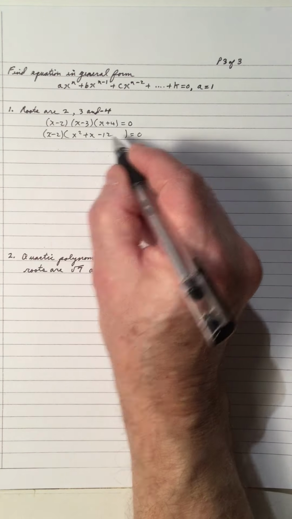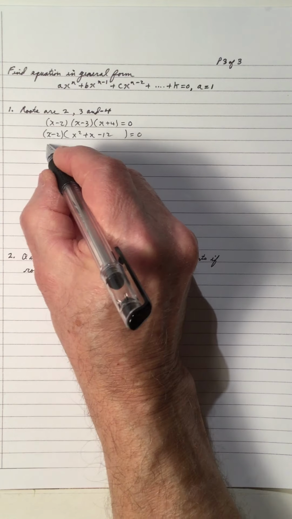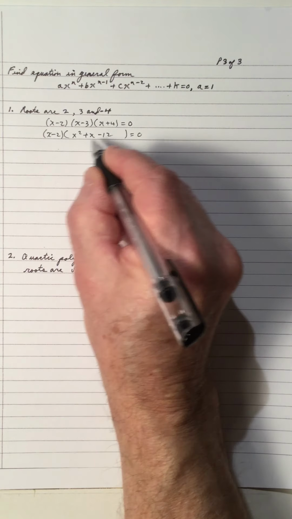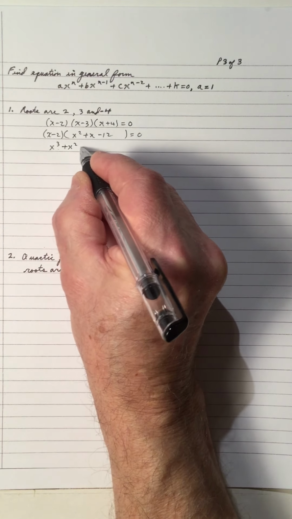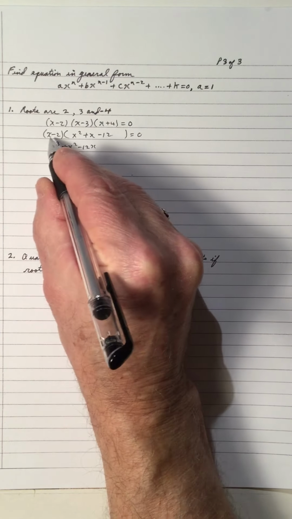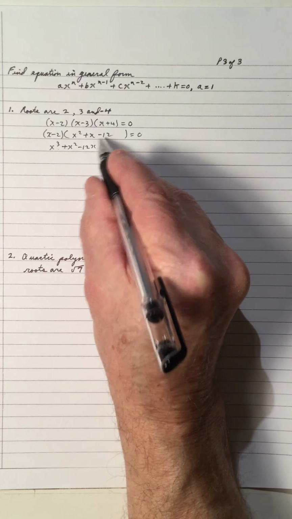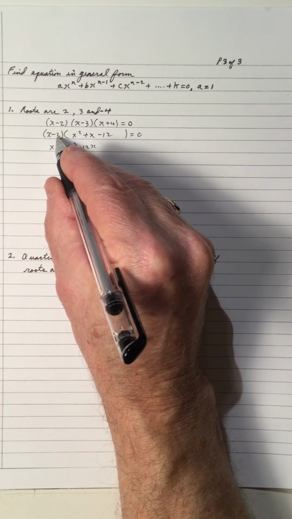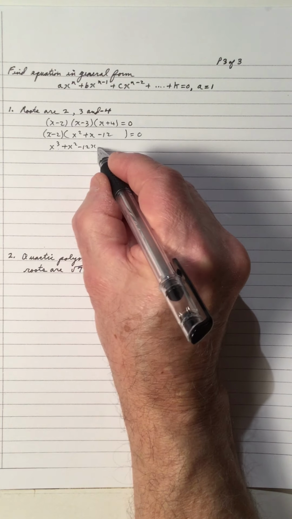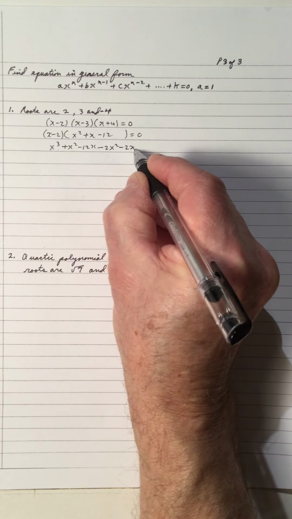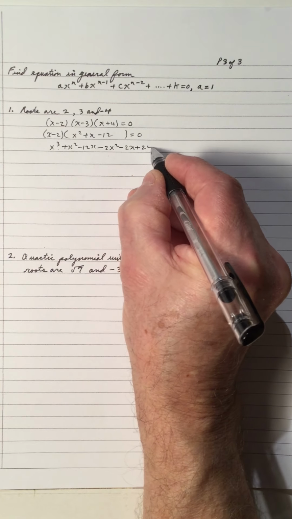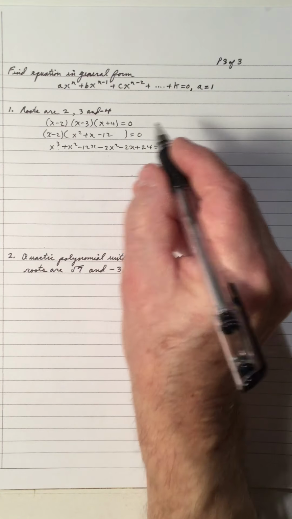Now I multiply this binomial times a trinomial. x times these 3 will give me x cubed plus x squared minus 12x. So I multiply the x by this trinomial and got these 3. Now I'm going negative 2 times these 3, so it's a negative 2x squared minus 2x plus 24 equals 0.